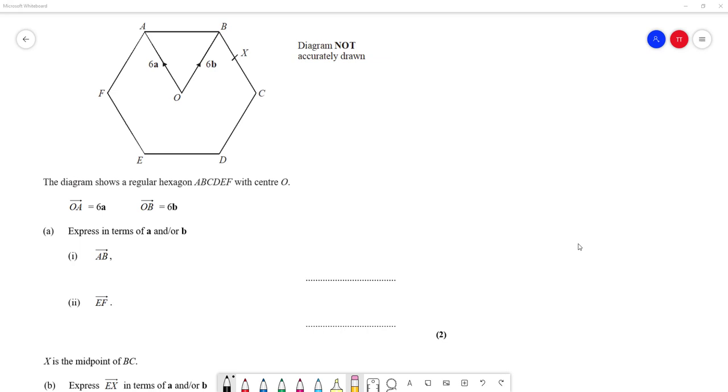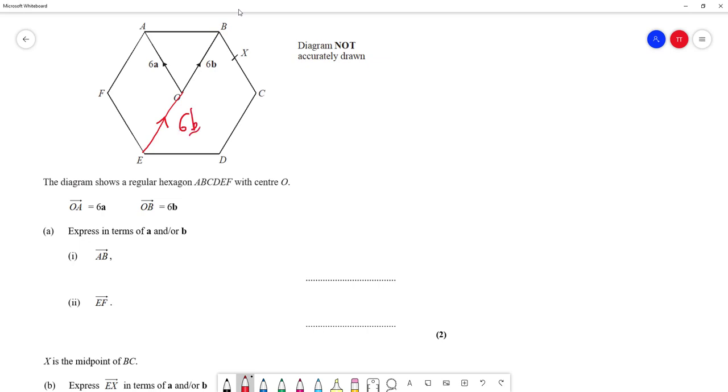So here we've got a regular hexagon, ABCDEF, with center O. Express in terms of a and b the vector AB and the vector EF. Remember, vectors must have the same direction and magnitude. So let's say OB is 6b, and let's write in the vector E to O, which is in the same direction as OB, which is 6b.